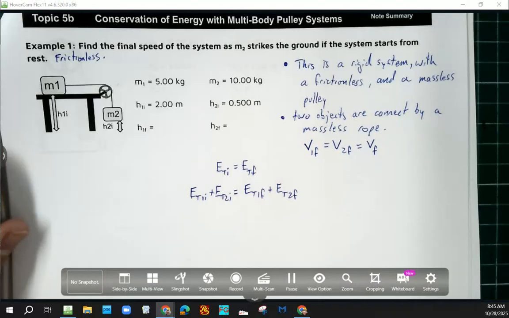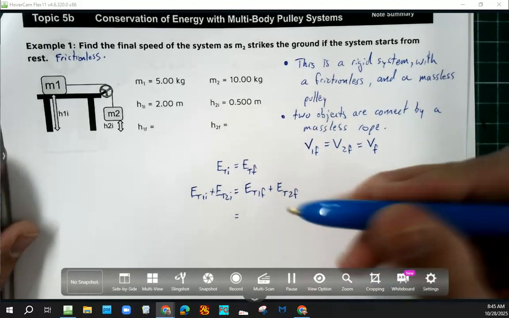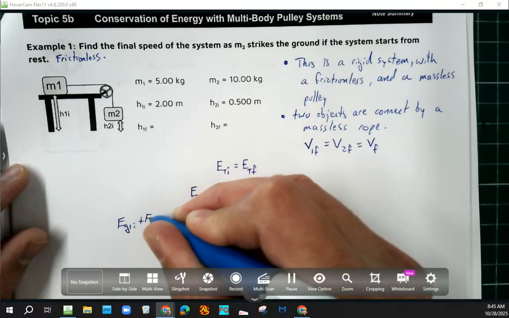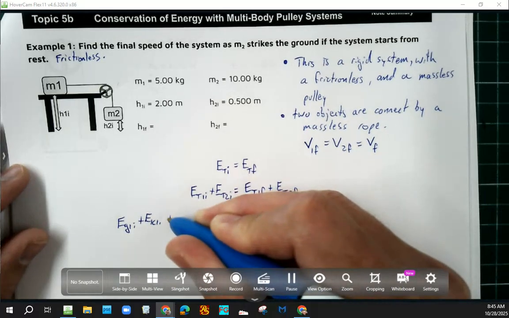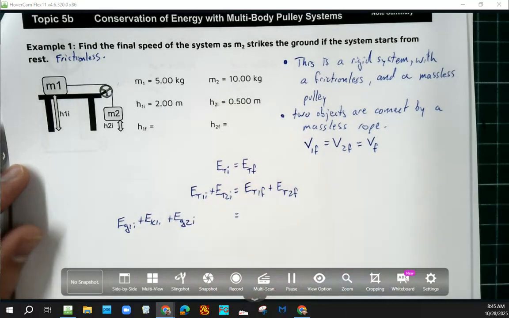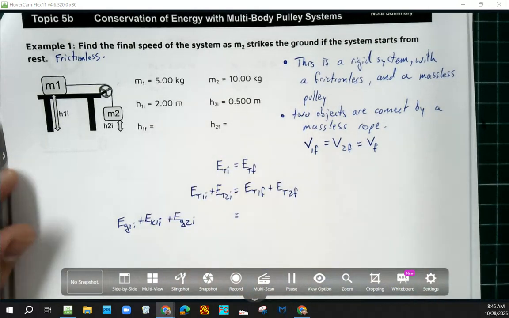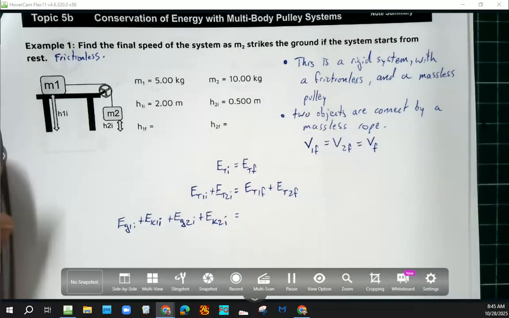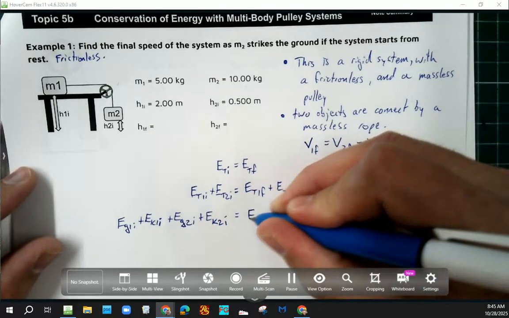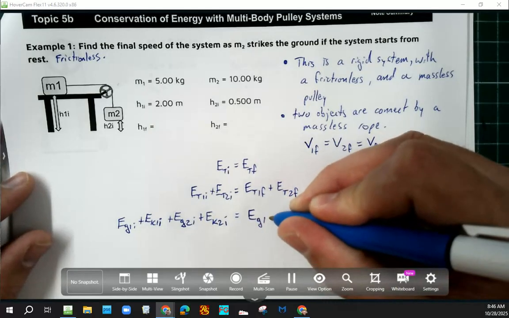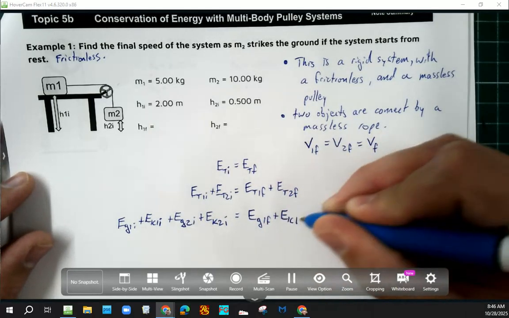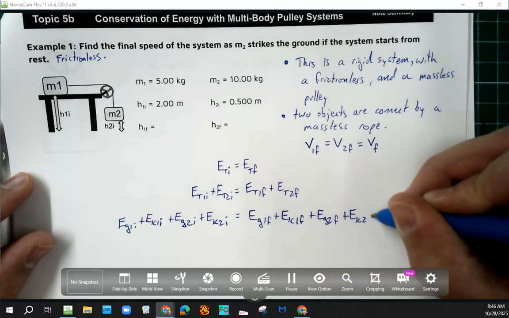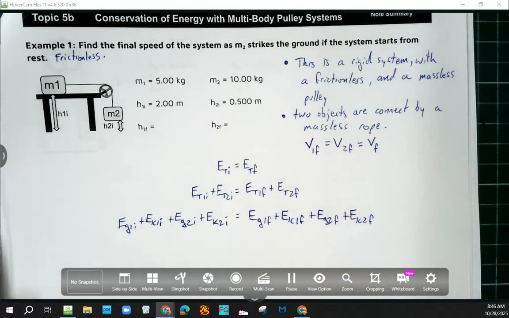If I expand that out further, and I'll give myself lots of breathing room on either side of this equal sign, that means that I would have EG1 initial plus EK1 initial plus EG2 initial, I'll make sure that my I's are nice and bold there, plus EK2 initial. And then on the final side, the same pattern: EG1 final plus EK1 final plus EG2 final plus EK2 final. And actually, this is a good starting point for conservation of energy for both of these.